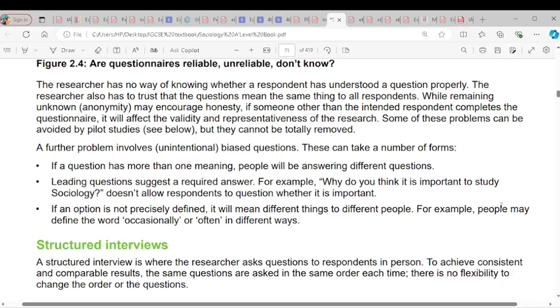While remaining unknown, that is, with anonymity, it may encourage honesty, yes. It might be reliable because it is an anonymous response.